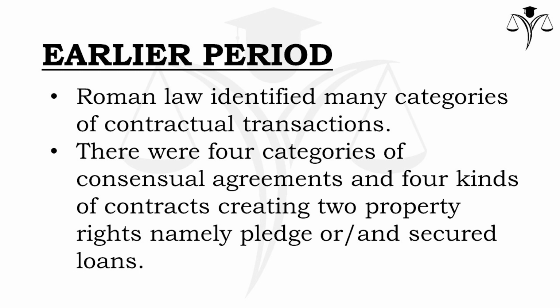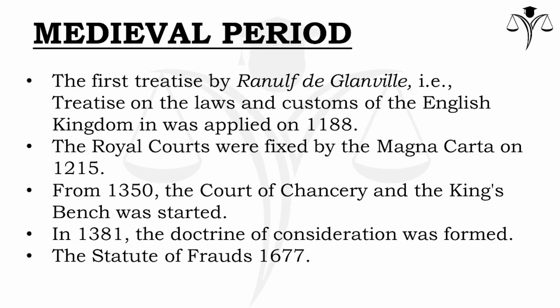During the medieval period, the number of English courts was minimal. Hence, there existed several methods for settling disputes without going to the courts. In the local and the lowest courts, the first treatise by Ranulph de Glanville, that is, Treatise on the Laws and the Customs of the English Kingdom, was applied in the year 1188.